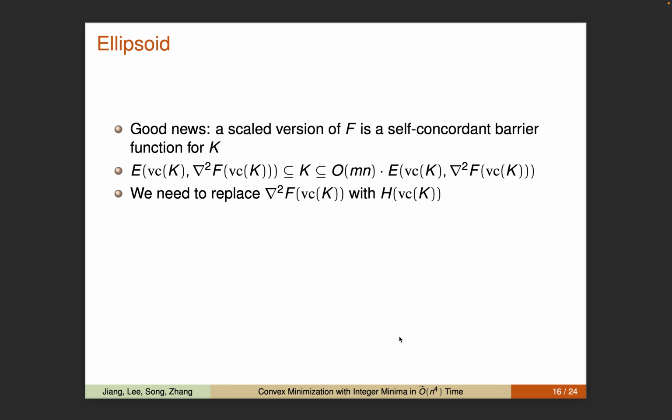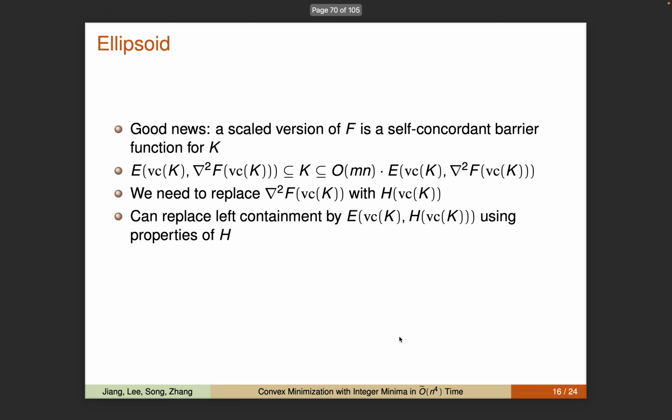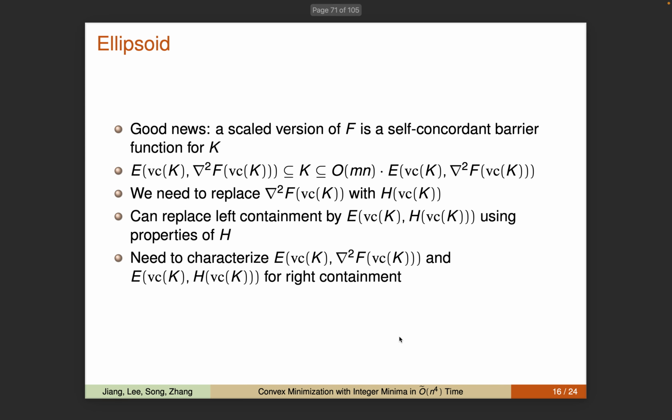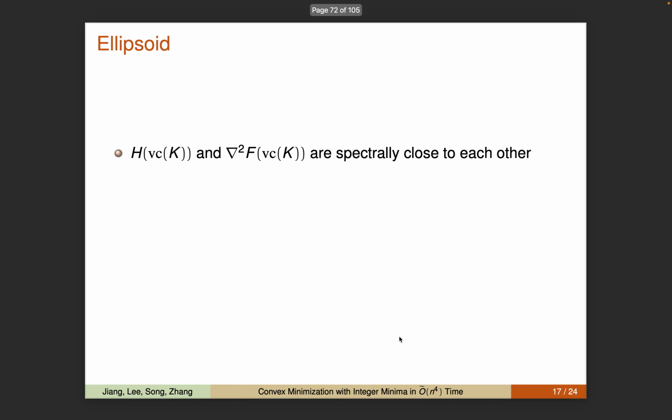But recall, in our algorithm, we do not have access to the Hessian. Instead, we compute the h function applied to the point of K. So we have to show that it is actually fine to do this replacement. For the left containment, it's actually quite straightforward, because one can show that if you use h as your covariance, you always have this left containment. The harder part is to show that for the right-hand side, the outer ellipsoid, it still contains the polytope. So we provide a characterization of the ellipsoid induced by h of K centered at the volumetric center.